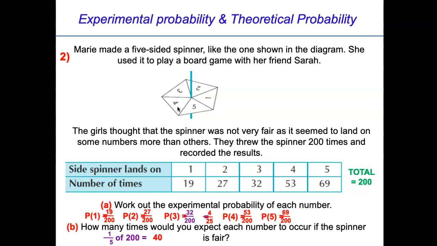Is the spinner fair or not fair? Okay, when you are expecting it to happen 40 times. So this is what you are going to do. It's important that you learn when it is best to use the result in experimental probability or the theoretical probability.